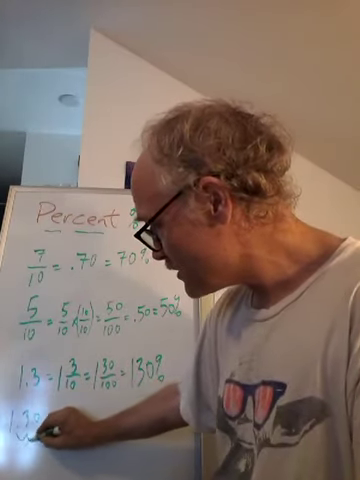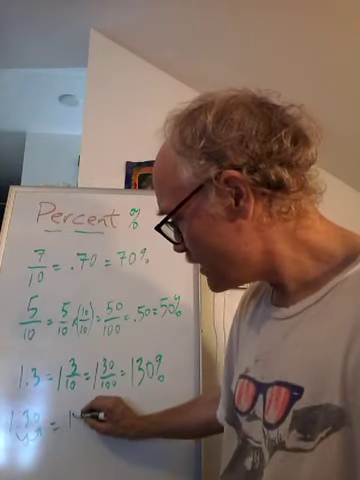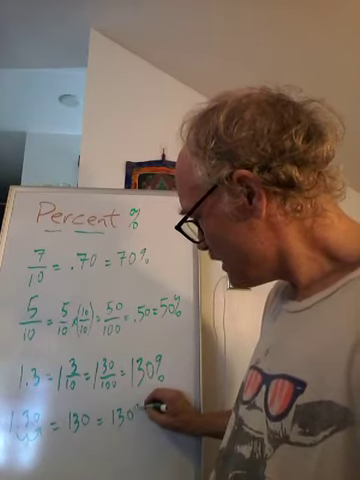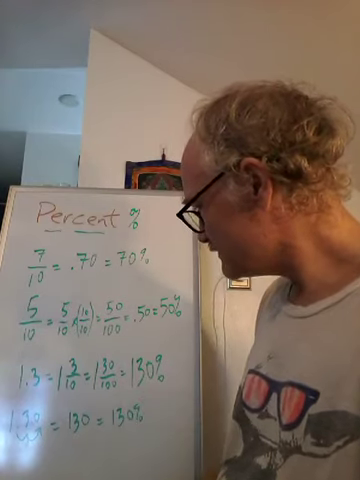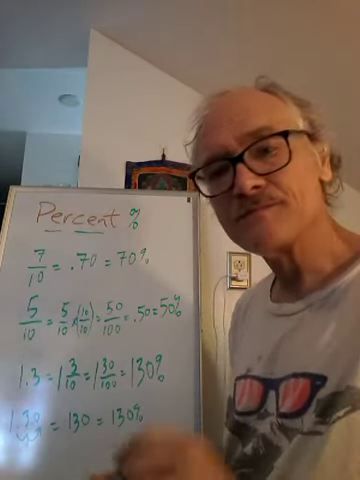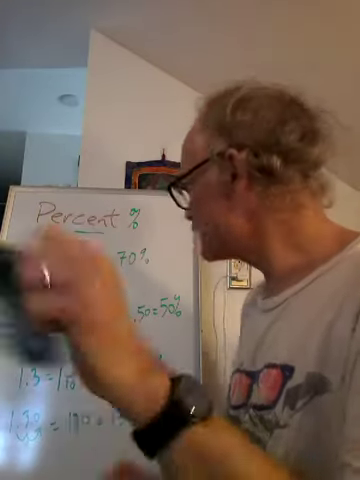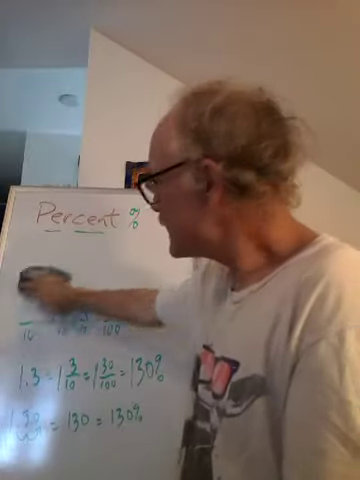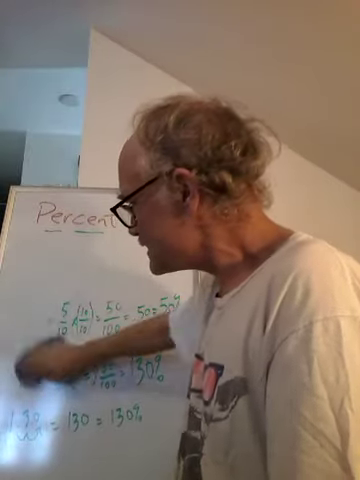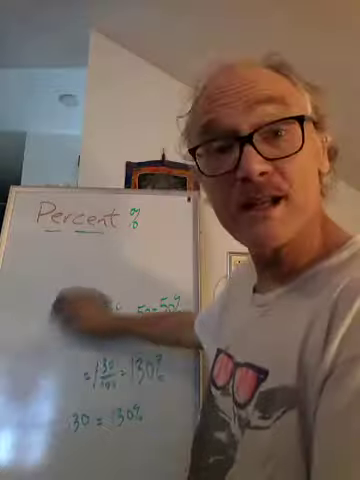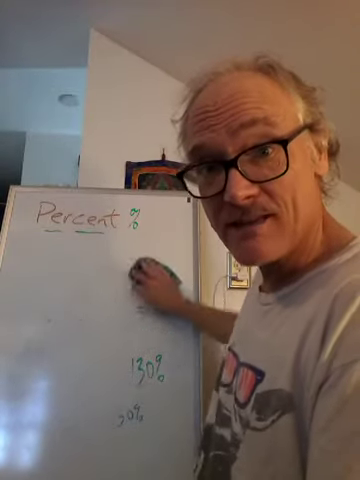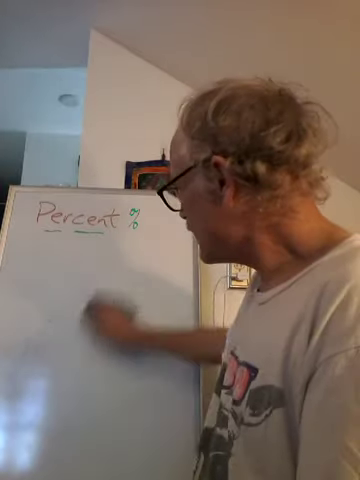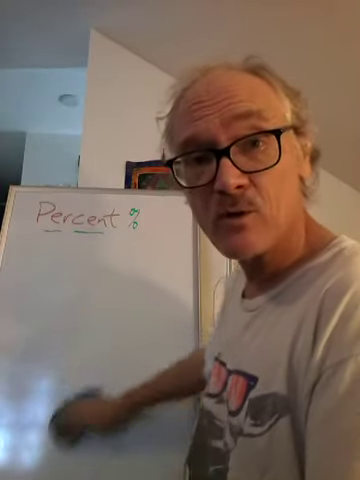I want to move this over 2 places, so I get 130, which is equal to 130%. Yeah. It takes some practice. Now, the next thing is what happens when it's not easy to change that denominator into 100, right? What do you do?